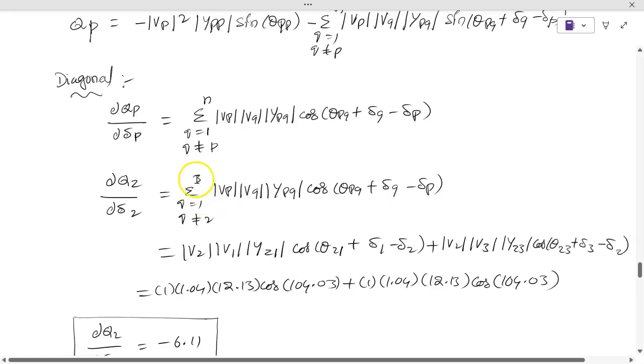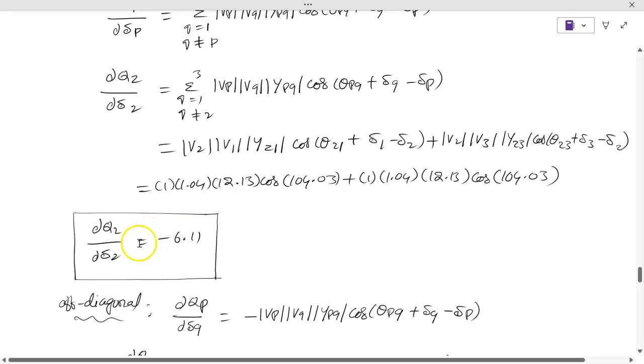So after this, Q is not equal to P means Q is not equal to 2. Here we calculate dou Q2 by dou del 2. Here 2 means the P value. So Q is not equal to 2. Here Q is equal to 1 comma 3 only. So after substituting P is equal to 2 and Q is equal to 1 here and Q is equal to 3 here, then we'll get this value.